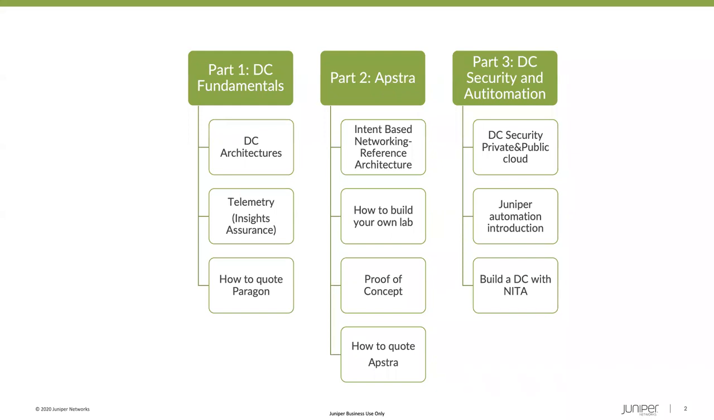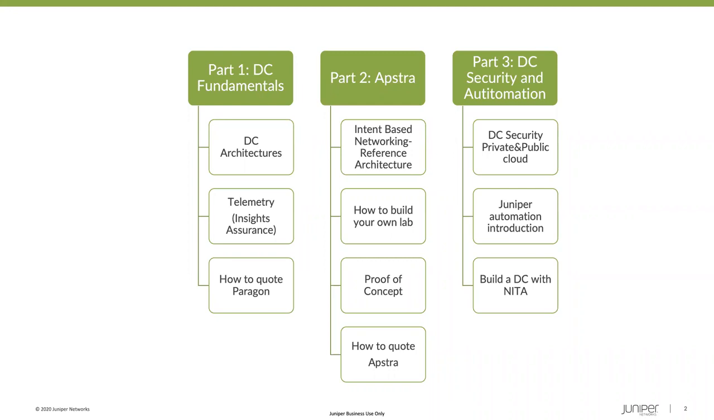And for those of you who attended the first one, which was 2 days ago on Tuesday, we talked about some DC architecture fundamentals and telemetry together with the Paragon portfolio. Today, it will be only around Apstra. So talking about what is intent-based networking and doing some demo, how you can build using resources within JCL, and also how you can build your own in your own premises on your server. And also in the end, how you can quote Apstra for specific use cases.